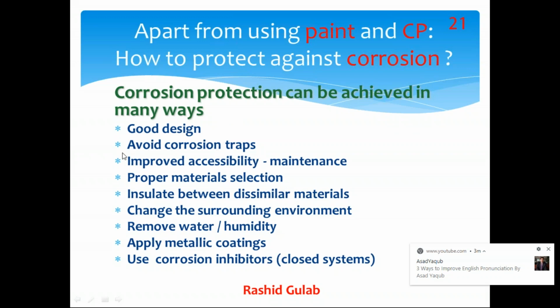Avoid corrosion traps. What are the traps? We can avoid corrosion through improved accessibility and maintenance. If we are doing surveillance, inspections, checking things keenly and monitoring every day, and if we find any pipe or structure damage or any scratches, and immediately do the touch-up or maintenance, then we can avoid it.